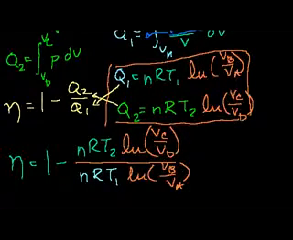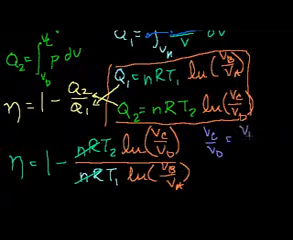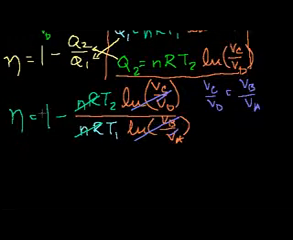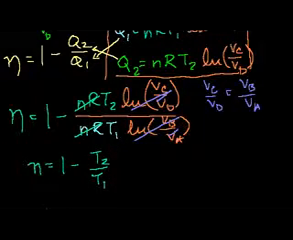Now we can do a little bit of canceling. Obviously the n and the R cancel. And now we have these natural logs, but I had a whole video dedicated to showing you that VC over VD is equal to VB over VA. Now, if we know that these are equal, then the natural logs of them are equal, so we can just divide. And what are we left with? We're left with the fact that efficiency can also be written as 1 minus T2 over T1 for a Carnot engine.